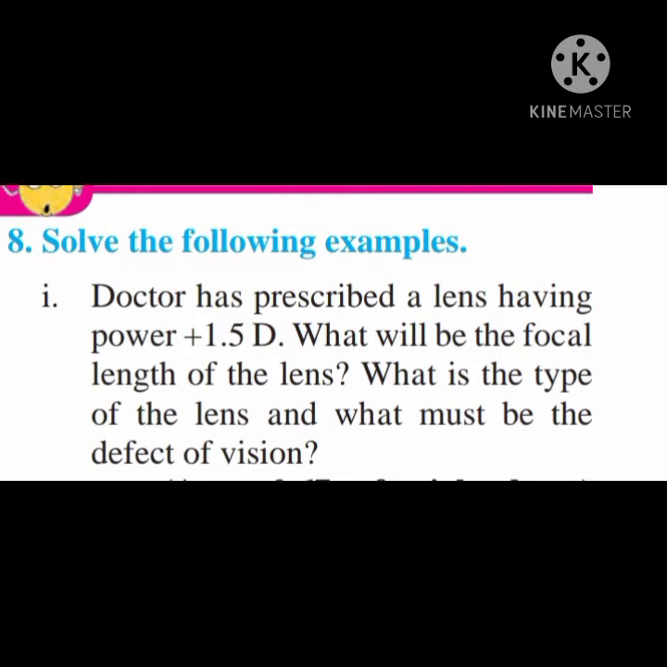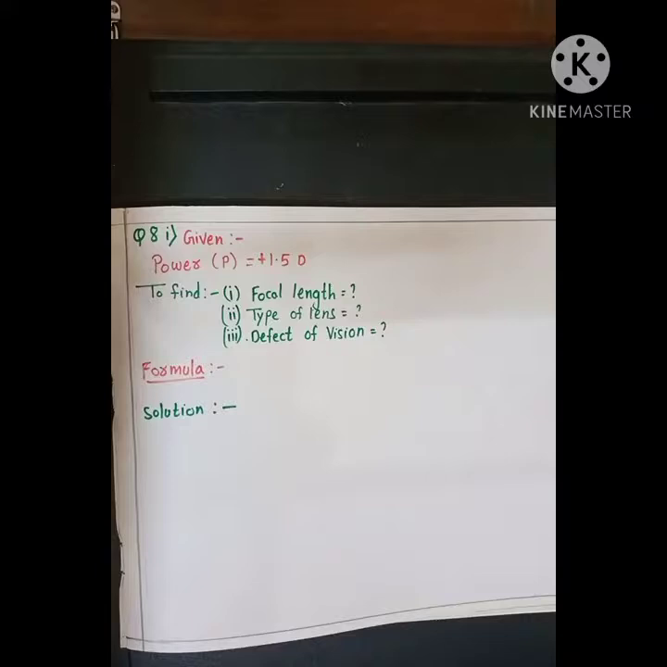A doctor has prescribed a lens having power of plus 1.5 diopter. The plus sign indicates that this is a convex lens. What will be the focal length of the lens? What is the type of lens? And what must be the defect of vision?